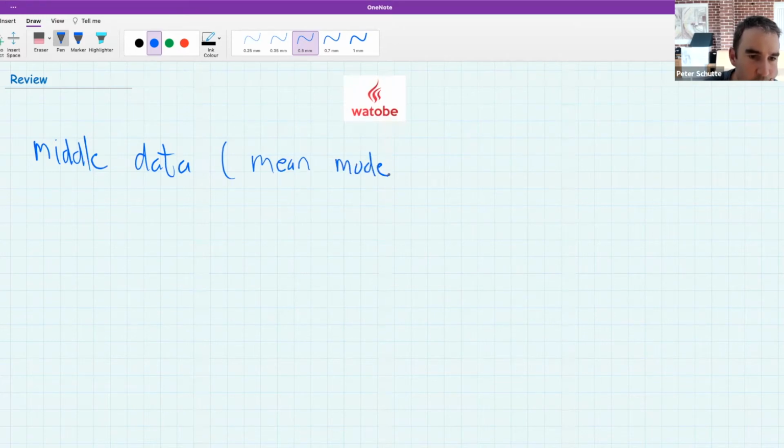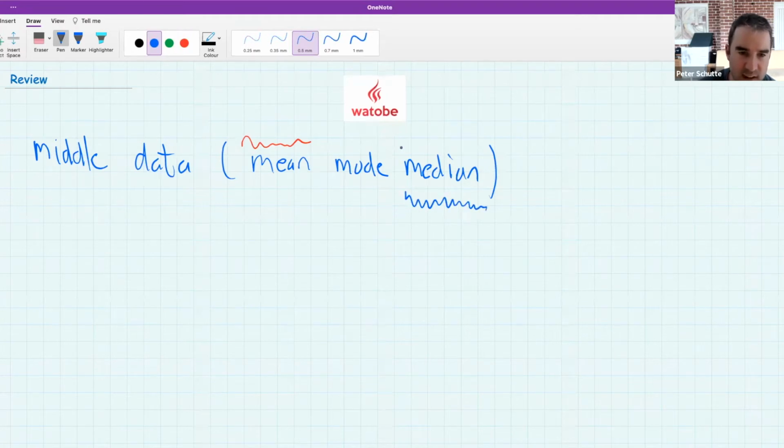Mean, mode, and median. And out of those three, which do you think was the trickiest, or which required the most work to calculate? Which of these three do you think took the most work? Yeah, so I suppose the mean would take longer to calculate because you had to add everything up. But I think we did the most work with the median.